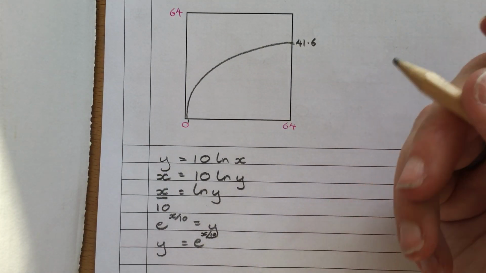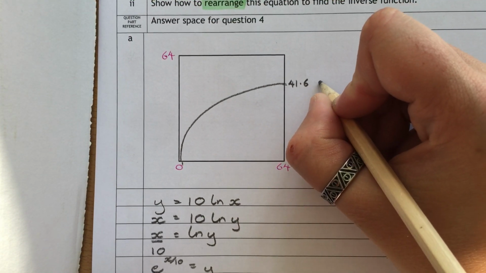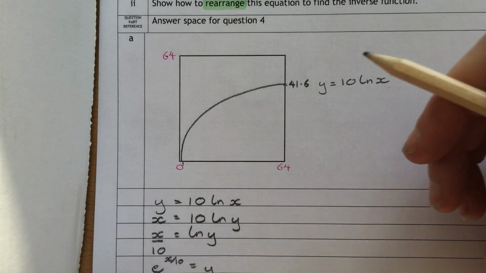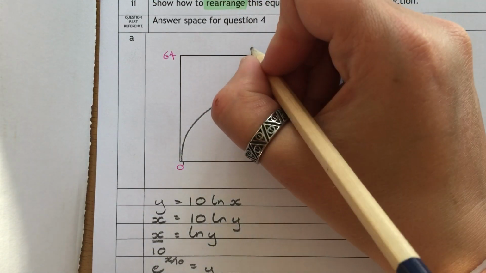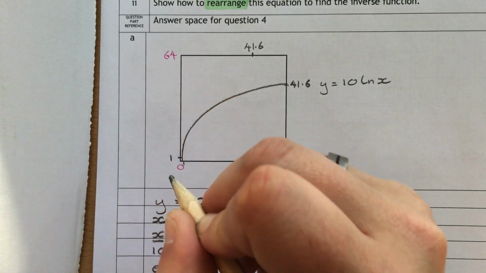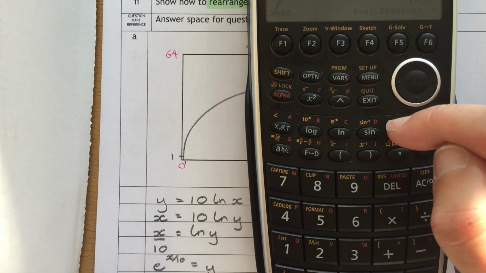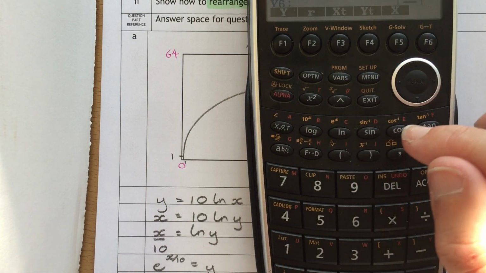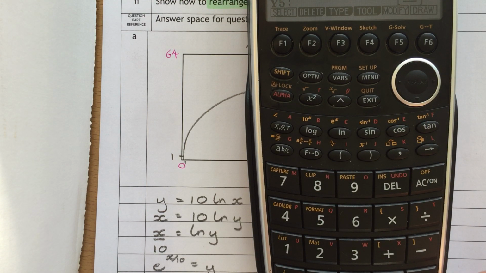We're asked to sketch and label this graph. So this graph, the one that we've already drawn, is y equals 10 ln x. Now our inverse should cross at 41.6. It should start at 1. The other bit that we're going to have to put in is where the two things intersect. So if we come out of that and go e, and that is x divided by 10, and then we should draw that.